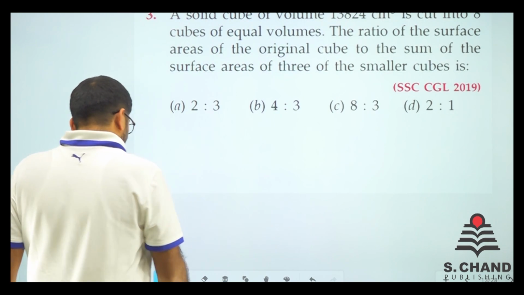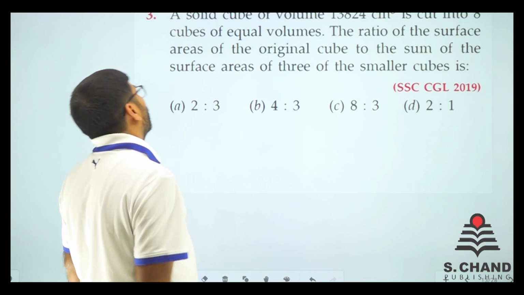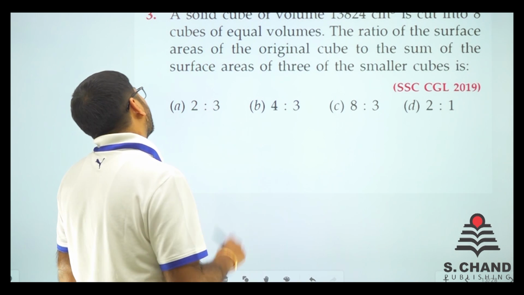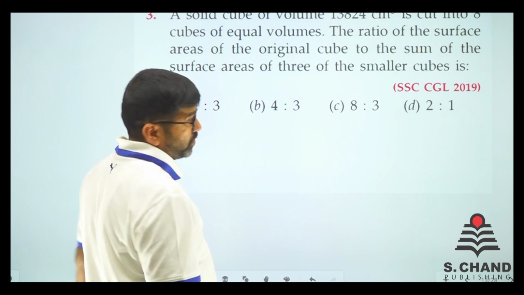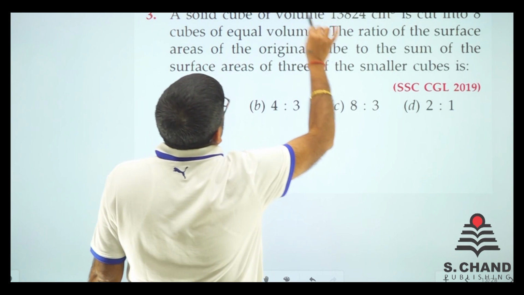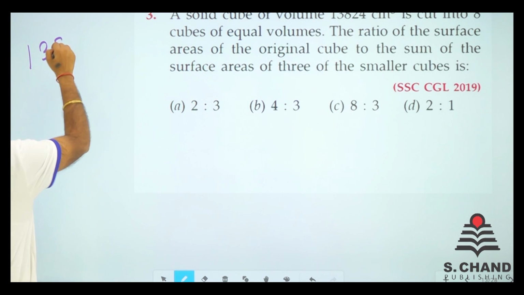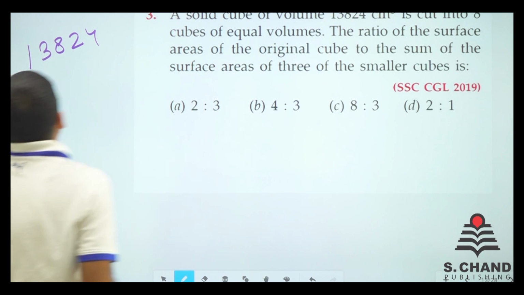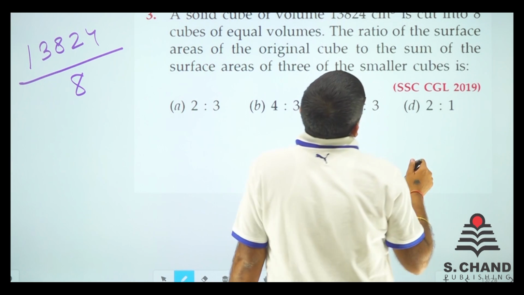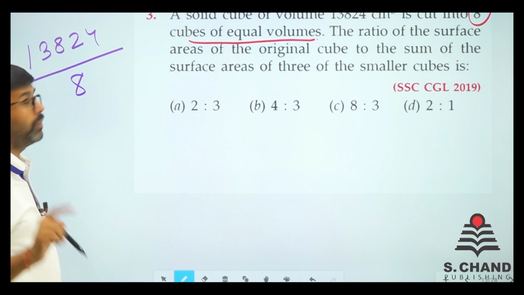The solid cube has volume 13824, that is given, and is cut into 8 cubes of equal volume. The ratio of the surface area of the original cube to the sum of the surface areas of the 8 smaller cubes is. A bit different question, right? First thing first, the solid cube of volume 13824. We need to divide this by 8. Why so? Because it has been cut into 8 cubes of the same volume. So 8 cubes, right?